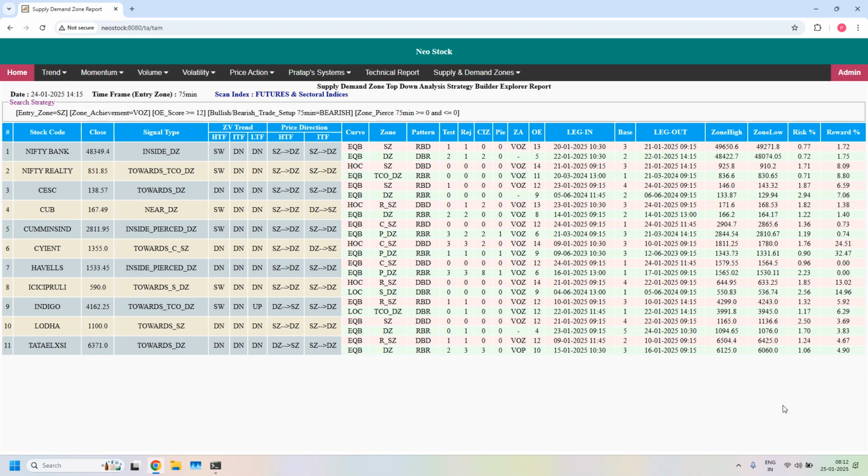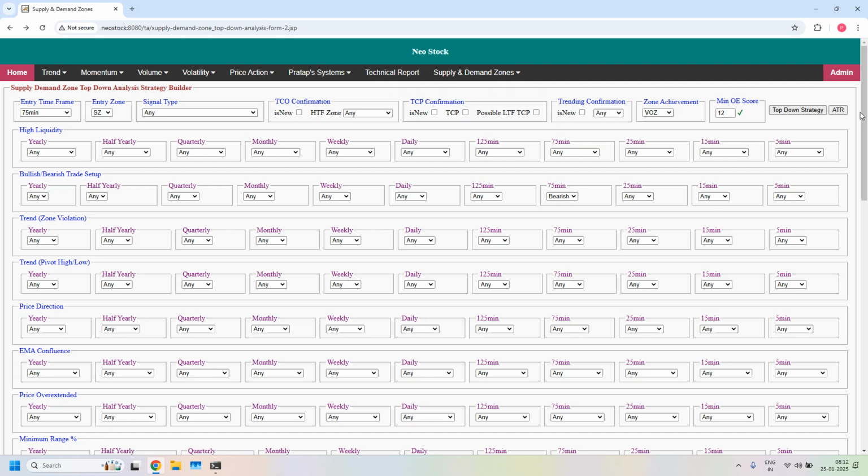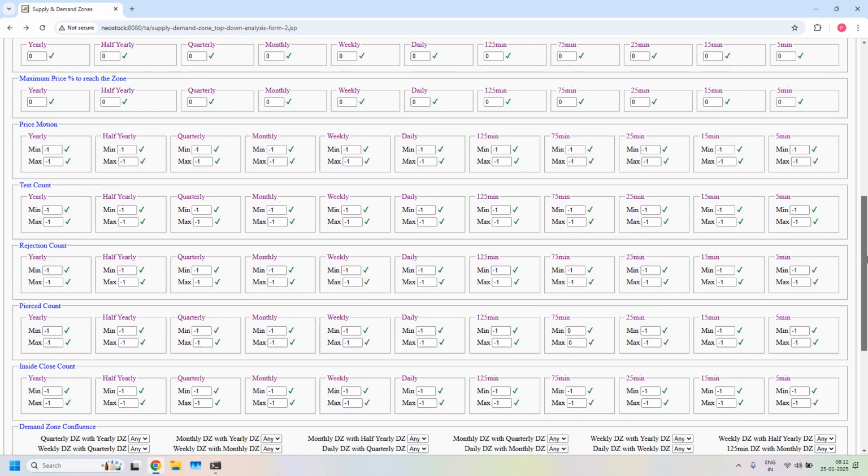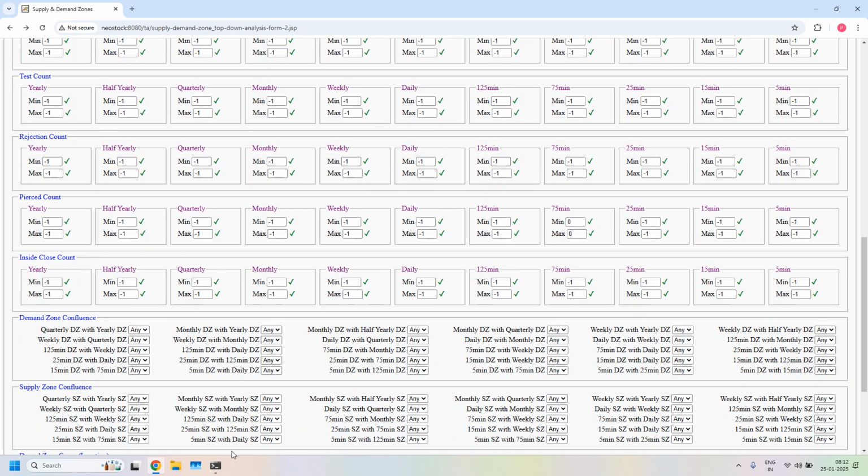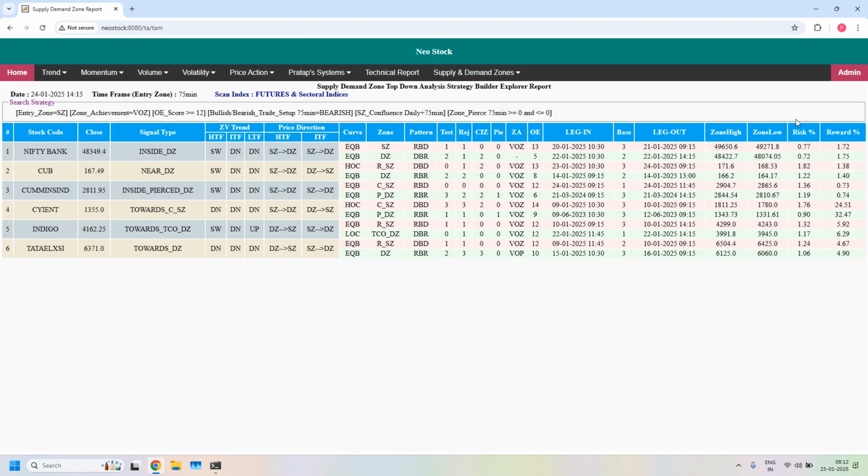And entry time frame zones are 75-minute supply zones. Out of these 11 75-minute supply zones, let us further filter based on the zone confluence. First filter is LTF ITF supply zone confluence, that is 75-minute supply zone with daily supply zone confluence. With this filter, we got 6 stocks.